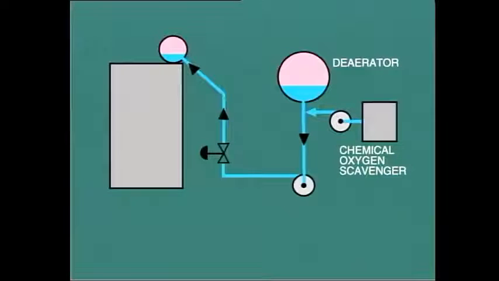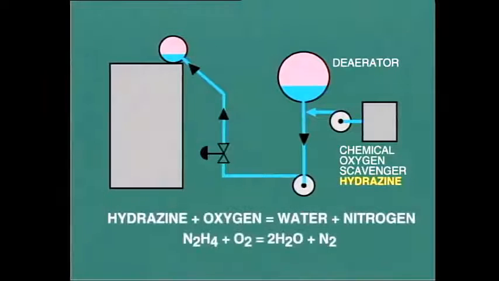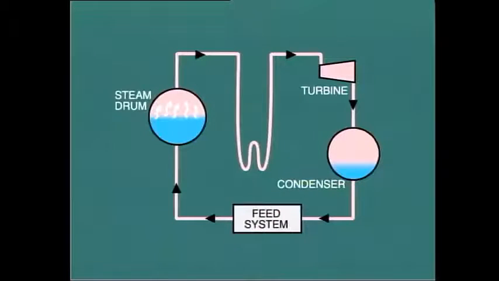deaerator. In low-pressure boilers, sodium sulfite may be used, but the preferred oxygen scavenger today, particularly at high operating pressures, is hydrazine. The reaction of hydrazine and oxygen produces water and nitrogen, which is eventually expelled in the condenser or the deaerator. The hydrazine is usually injected into the feed water immediately after the deaerator, so that some reaction may take place before the feed water enters the boiler.